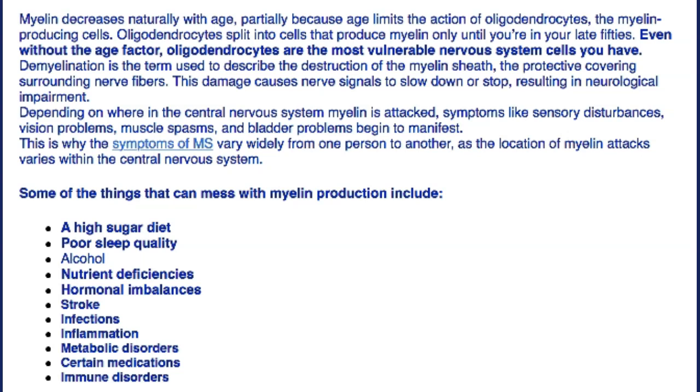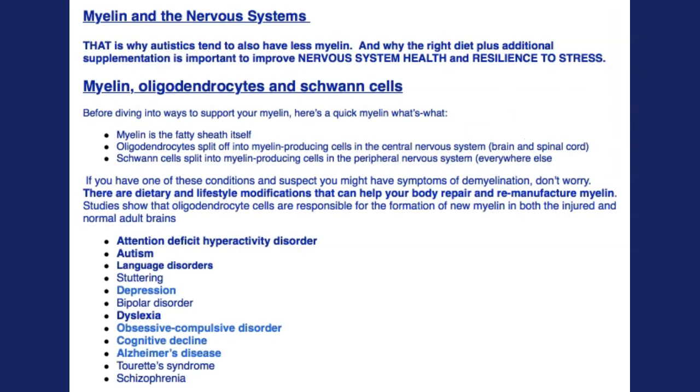Some of the things that can mess with myelin production include a high sugar diet, poor sleep quality, alcohol, nutrient deficiencies, hormonal imbalances, stroke, infections, inflammation, metabolic disorders, certain medications, immune disorders. Myelin and the nervous system. That is why autistics tend to also have less myelin, and why the right diet plus additional supplementation is important to improve nervous system health and resilience to stress.